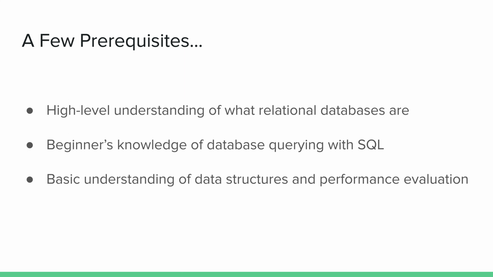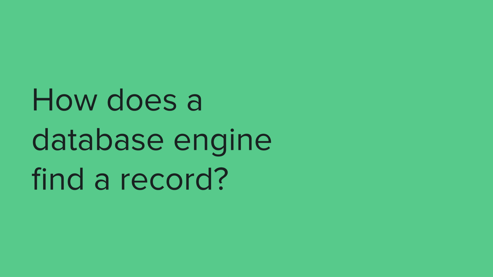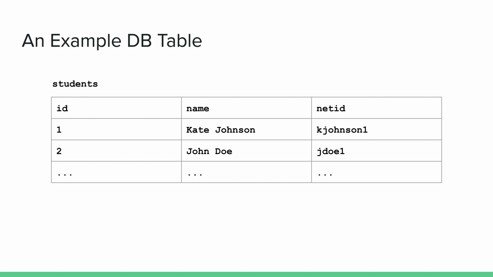So a few prerequisites here to get a better understanding of this talk. A high-level understanding of what relational databases are is great. A beginner's knowledge of querying a database with SQL will help you. And again, a basic understanding of data structures and evaluating performance of algorithms in computer science will also be a little bit helpful here. So we're going to start with a pretty high-level question. How does a database engine find a record?